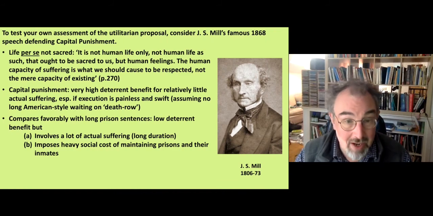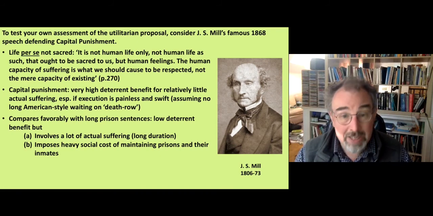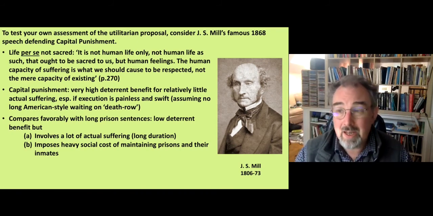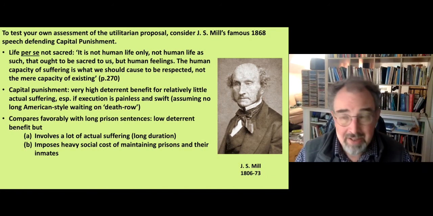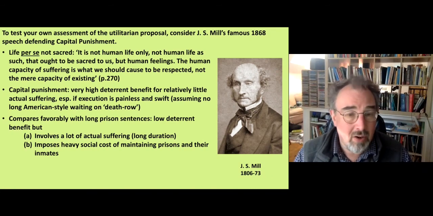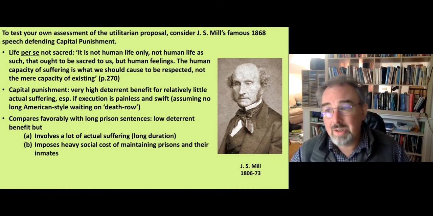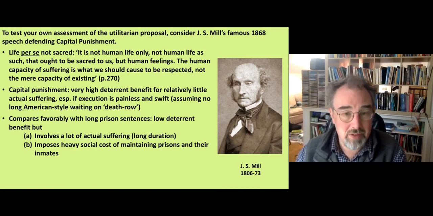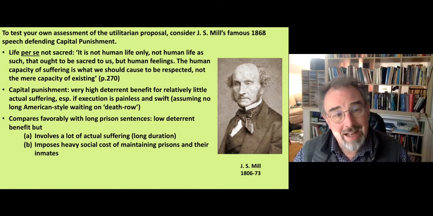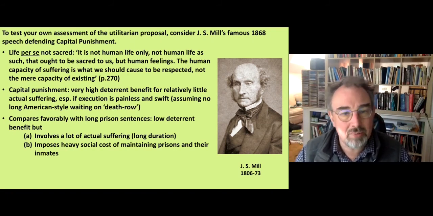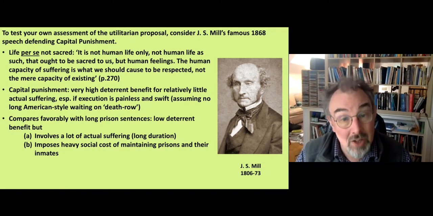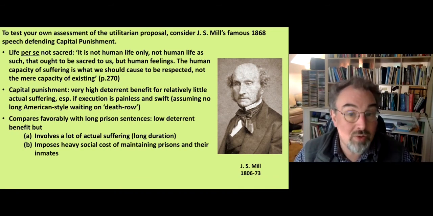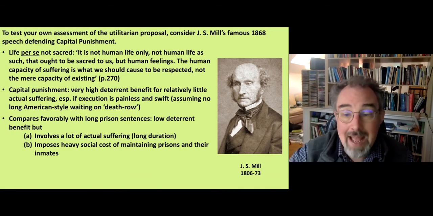You have to pay prison guards. You have to make sure the buildings aren't collapsing. You have to put all sorts of security mechanisms in place. You have to feed the prisoners, and that imposes a heavy burden on the public fisc, and that too is very much on the debit side of the utilitarian equation. And so Mill thinks that, compared to long prison sentences, which have low deterrent effect but high cost, capital punishment is a pretty effective way of deterring people without actually causing a great deal of physical pain.